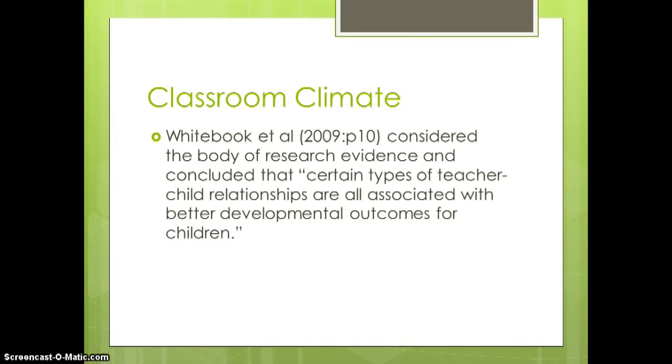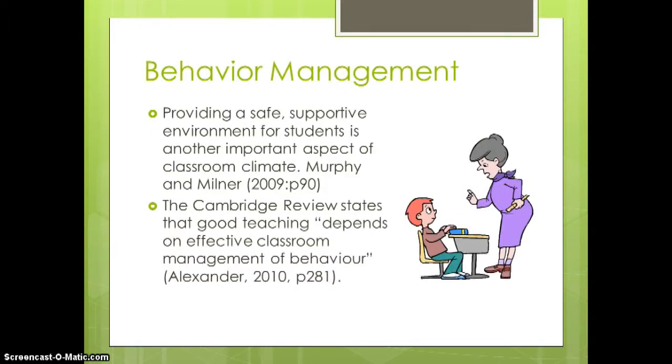There are certain types of teacher and child relationships which are associated with better developmental outcomes for children. Previous research conducted by Salmons in 2006 reported that classrooms with a more positive climate and low levels of teacher detachment achieved better results and better learning than those without. A major part of classroom climate is behavior management. You must be able to provide a safe and supportive environment for students to learn in. Children cannot learn effectively in an environment where other pupils persistently misbehave and disrupt lessons. Children need an environment that encourages them to safely explore and try new things without fear of ridicule or unwarranted reprimand.